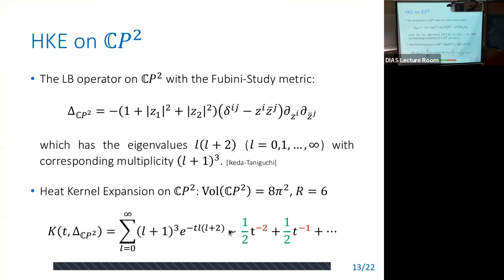This allows us to define our heat kernel expansion on CP2. And we can see that in this case, A0 and A2 are both equal to 1/2.